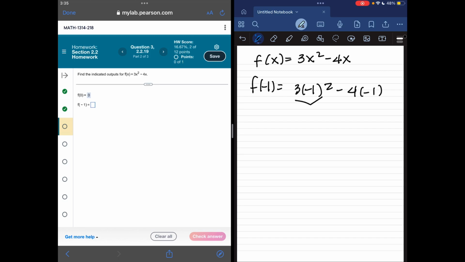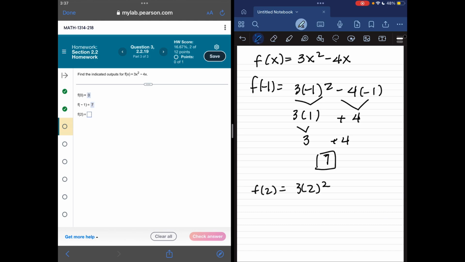We're going to start right here. And with the first term, it's 3 times 1 because -1 squared is 1. So then we get 3. And then the second term, it's negative 4 times negative 1. So that becomes positive 4. So then we get 3 plus 4 equals 7. Next, 3 times 2 squared minus 4 times 2. So we do this, 3 times 4 minus 8, 12 minus 8, and then get 4. So f of 2 is 4.